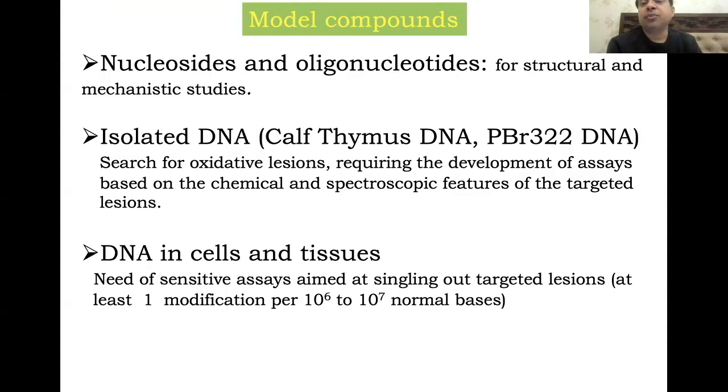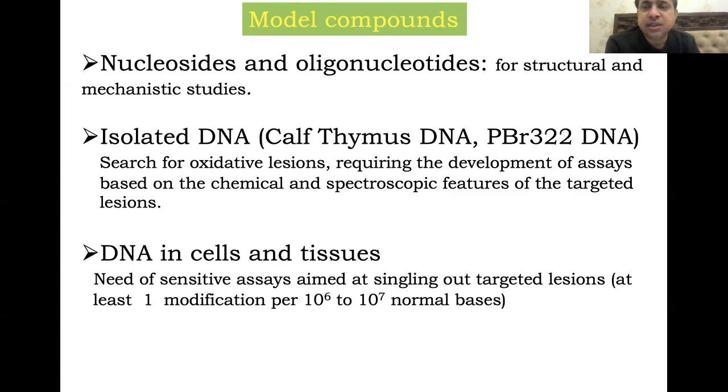What type of model compound are you required to undertake for these investigative studies? You can take nucleosides and oligonucleotides. Normally we either prepare them ourselves or we use services to construct the particular region, and then we conduct the studies.